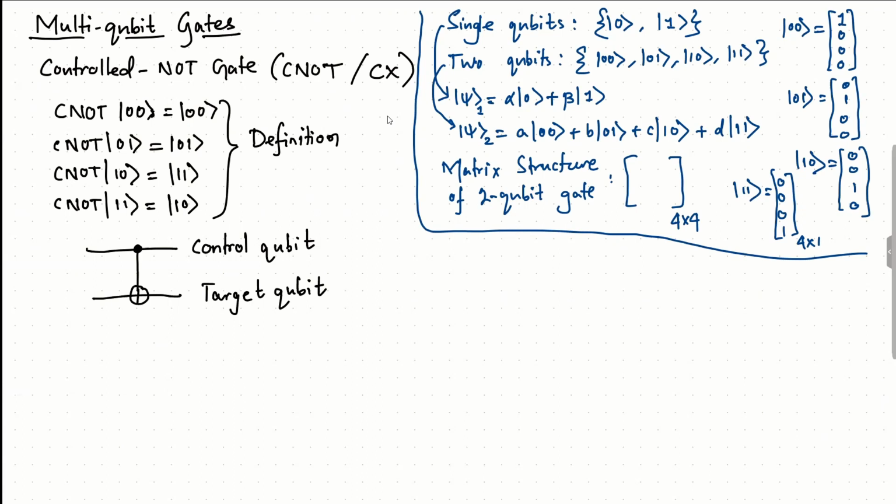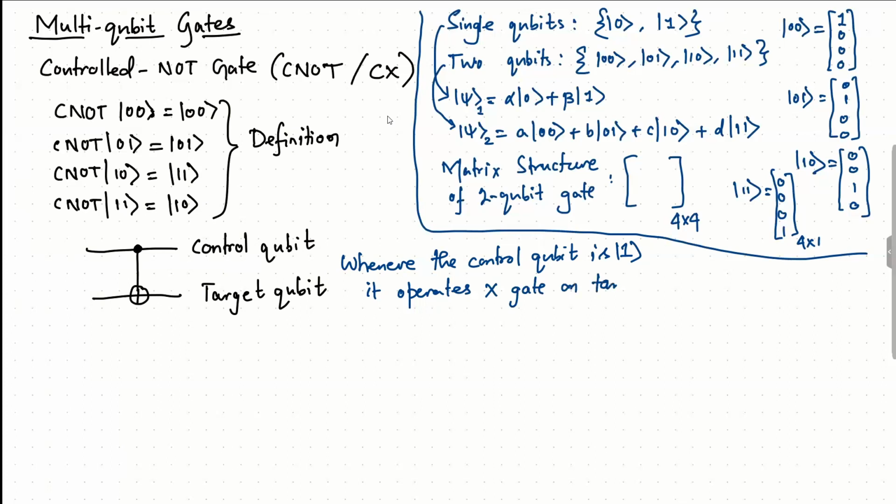So for the CNOT gate, whenever the control qubit is 1, it operates an X gate on the target qubit. So there are two aspects here. First, we need to look at the control qubit, if it is in state 1 or 0. If the control qubit is in state 0, it will do nothing. For example, here we see the control qubit is 0. Here also the control qubit is 0, and that's why nothing is happening to this state. They are staying as they are. But for the case where the control qubit is 1, we see that an X gate is applied to the second qubit, the target qubit.